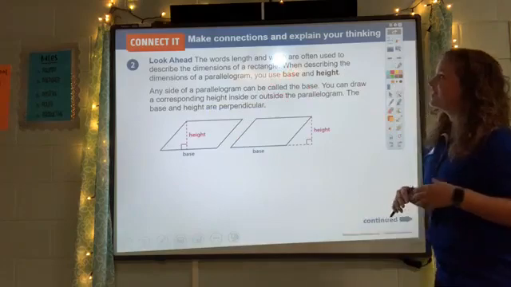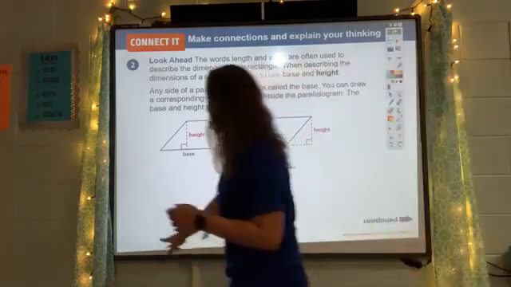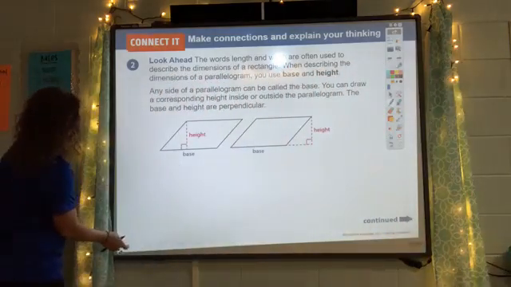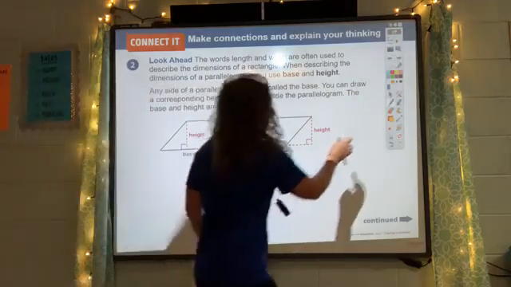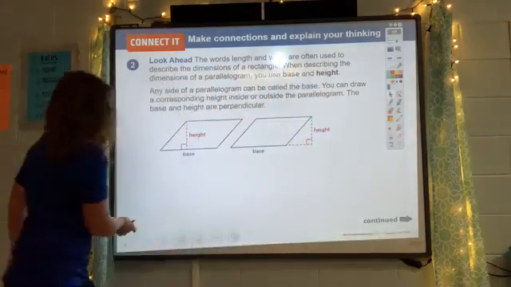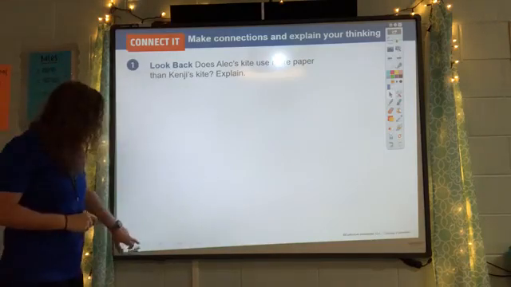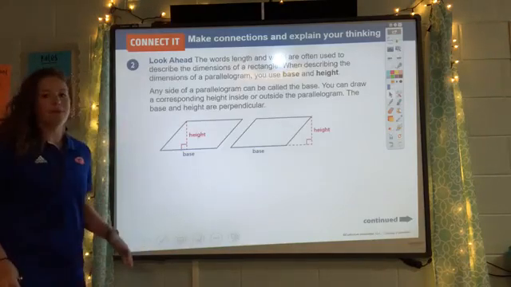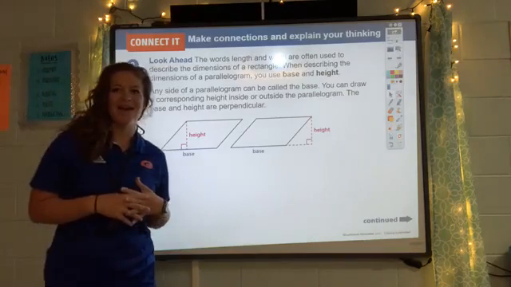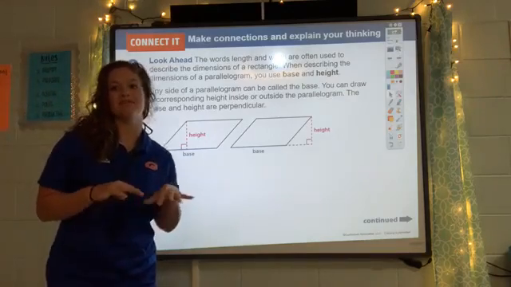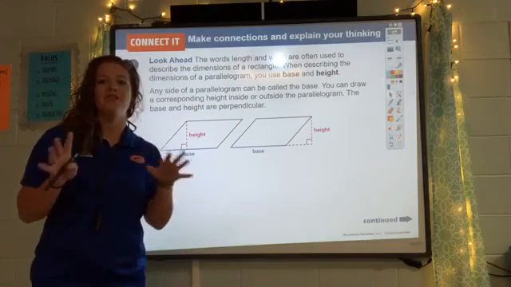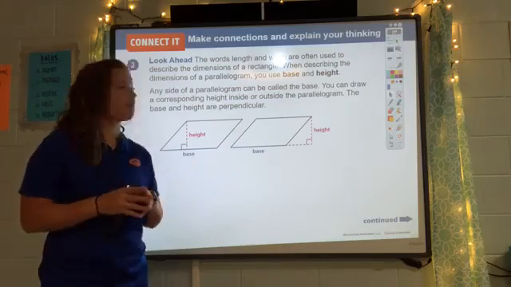All right, so if we're looking at this next part, we know that both have about the same area, even though they're different shapes. They're both the same because of the formula that we're using.